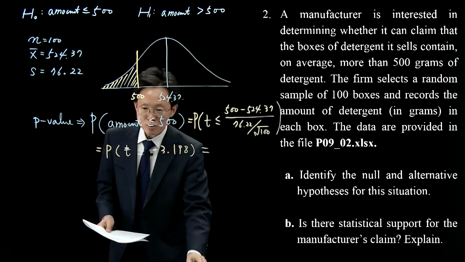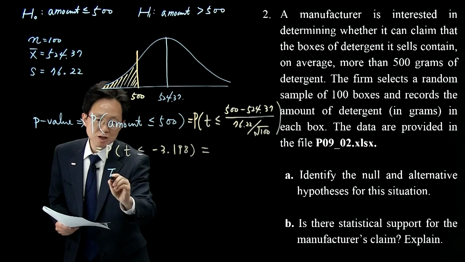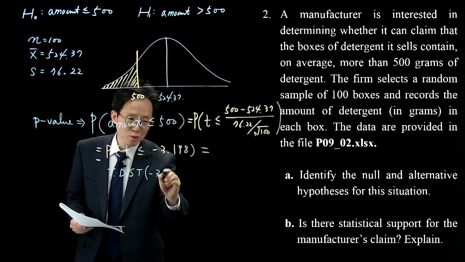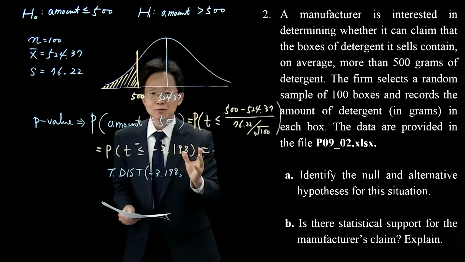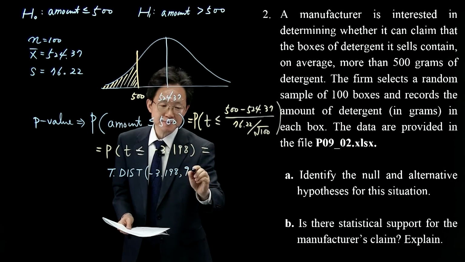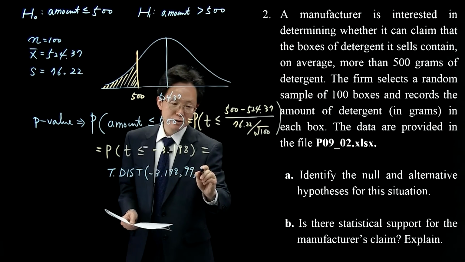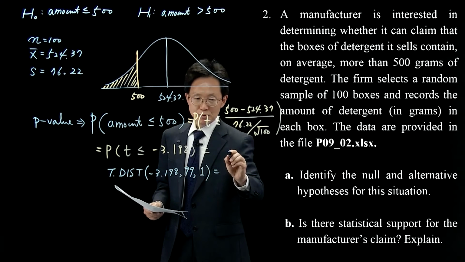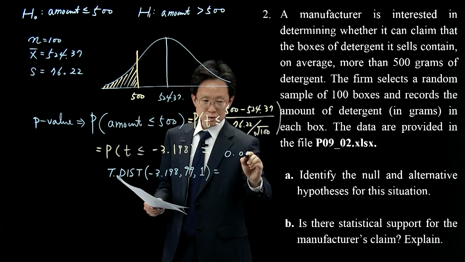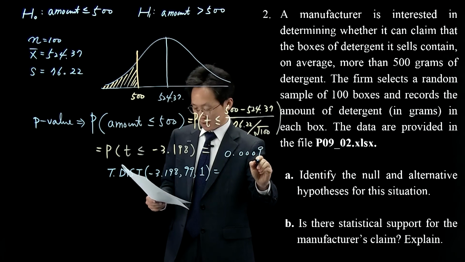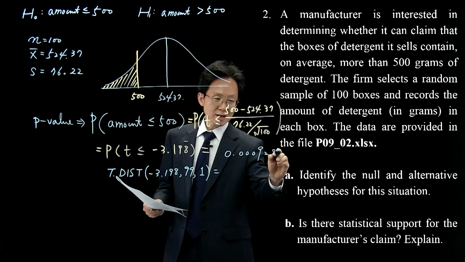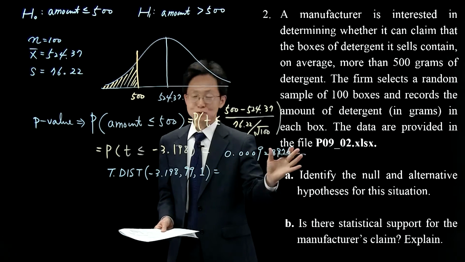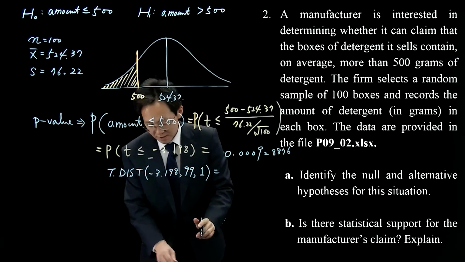Then what function should we use? We need to use T.DIST, right? T.DIST of minus 3.198. And what is the degrees of freedom? The degrees of freedom here is 99. And we are using the cumulative probability. So this is going to be what? 0.00098876. You don't have to go this far. You can just say 0.0009 should be enough.